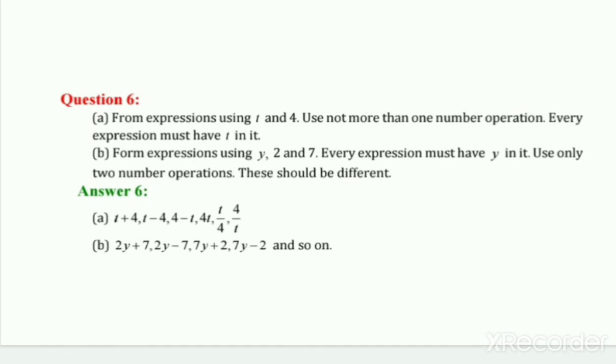Next we have form expressions using y, 2, 7. Every expression must have y in it. Use only 2 operations. These should be different, but only addition and minus you can show. So we are writing 2y plus 7, 2y minus 7. Then we have 7y plus 2, 7y minus 2.